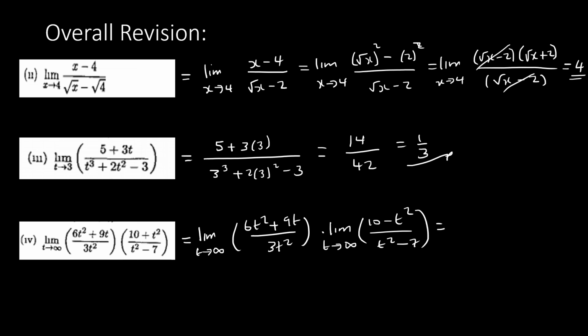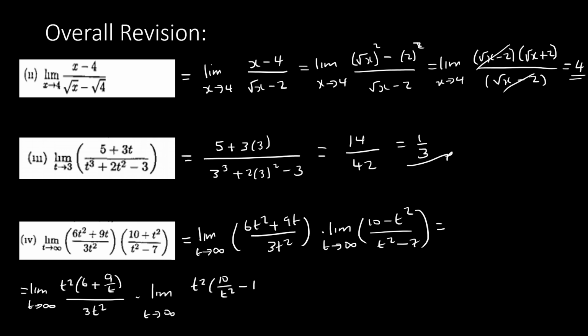Perfect. So now we can simplify. Okay, it doesn't look like I'll have space. Let me write here. If I simplify my first term there, my t squared is the highest exponent, so I'll be left with 6 plus 9 over t. At the bottom, I have 3t squared. So we know t squared and t squared will cancel. And I'm going to the next term. I have t squared, then I'll be left with 10 over t squared minus 1. Then I have t squared at the bottom, I'll be left with 1 minus 7 over t squared.